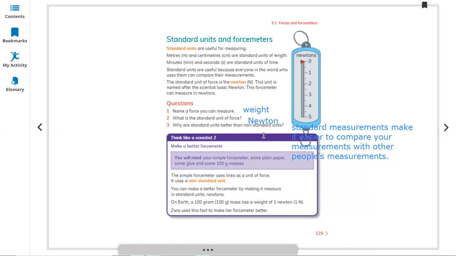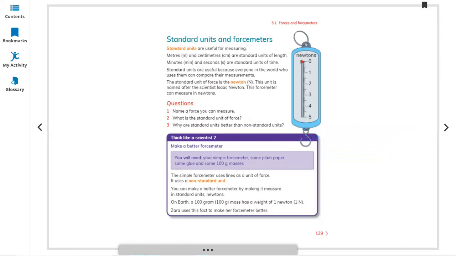On Earth, a 100-gram mass has a weight of 1 Newton. So 1 Newton equals 100 grams, and 10 Newton equals 1 kg or 1000 grams. Zara used this to make her force meter better. So 1 Newton equals 100 grams. Let's move to the next page.